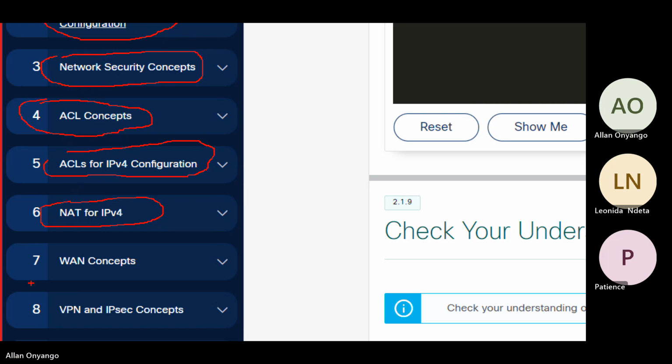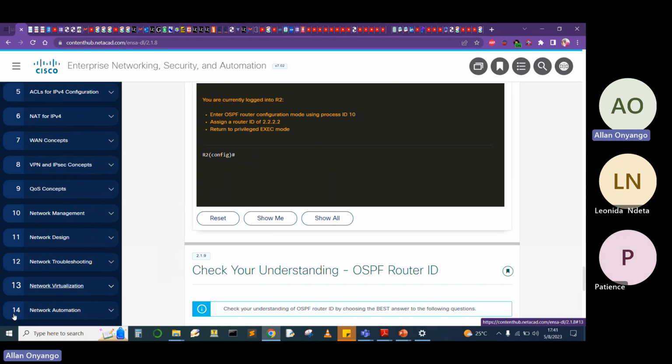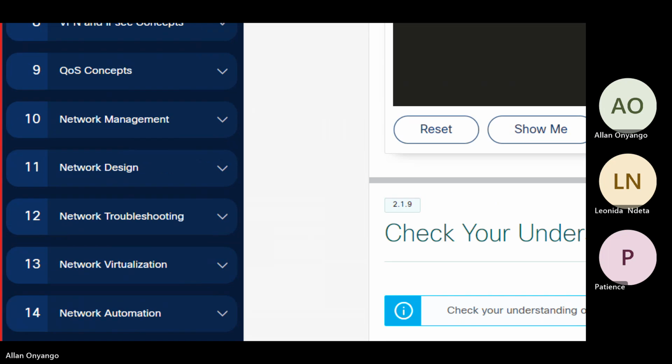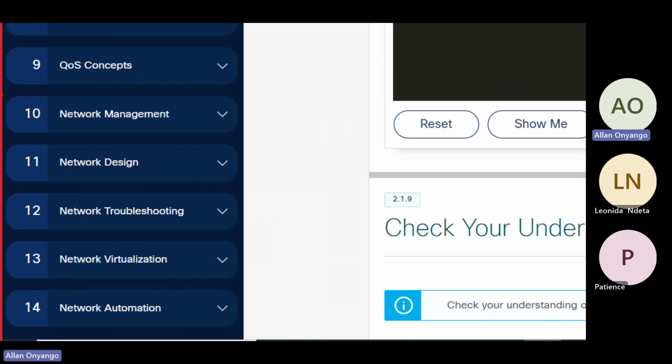Moving forward, we will talk about some WAN concepts, wide area network concepts, types of WAN, topologies, and all that. And very quickly, we'll move to VPNs and IP security, virtual private network and IP security, in chapter 8. And then in chapter 9, we will look at how some traffic types are always given more priority than others, and that is the QoS concept, quality of service.